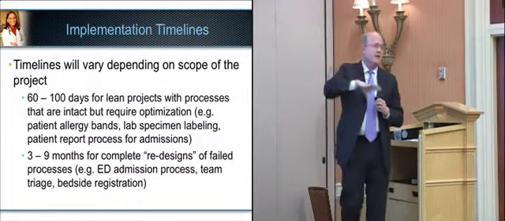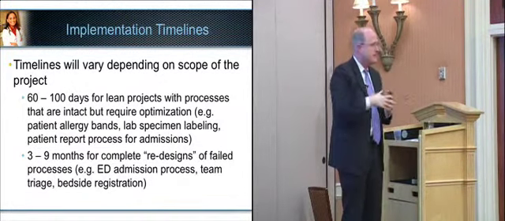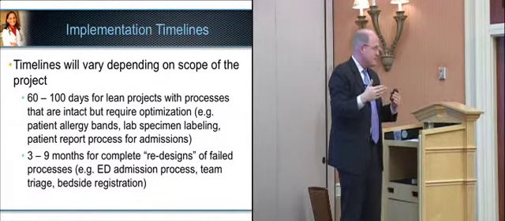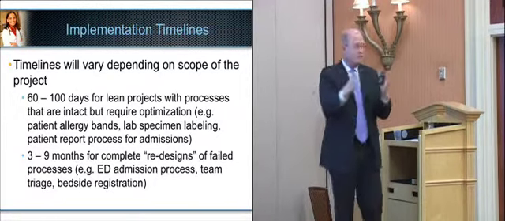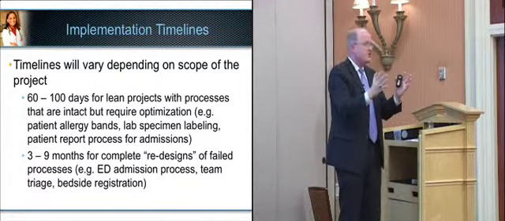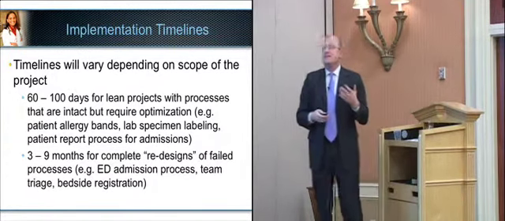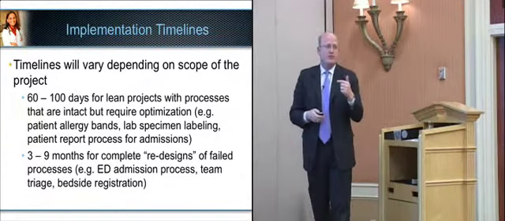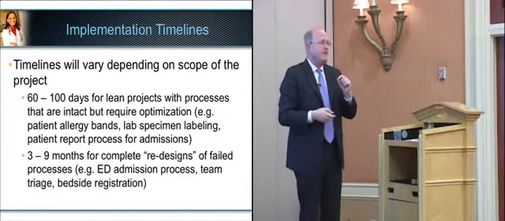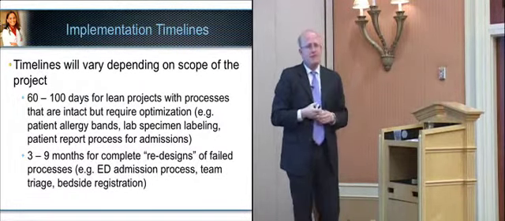Timelines are going to vary. If you're looking at a complex process, it could be several months. If you're looking at a very small process, it could be even shorter than that. And as I mentioned, you can have a culture that continuously is trying to improve different things. But the scope of the project is going to determine what the timeline will be.